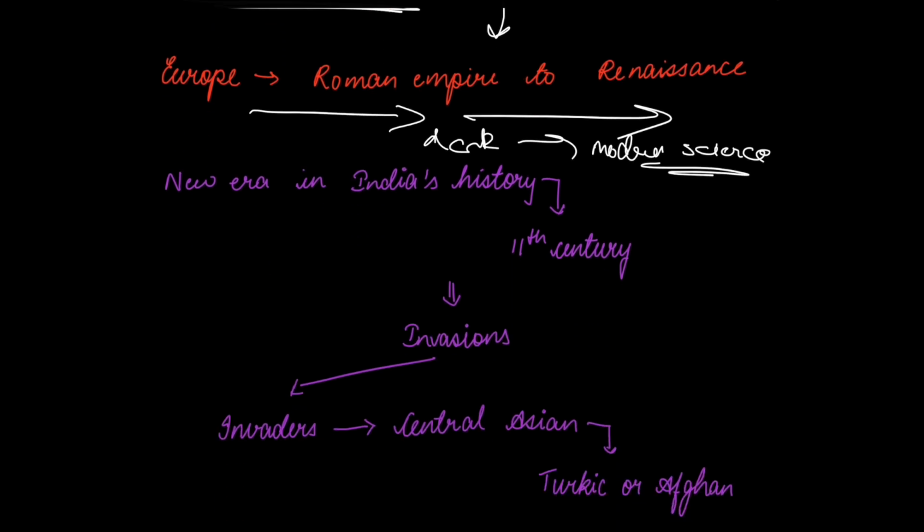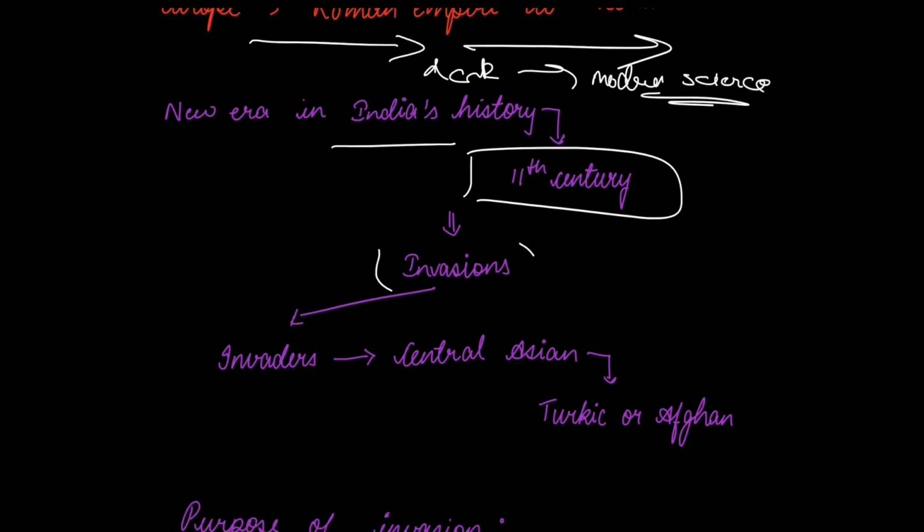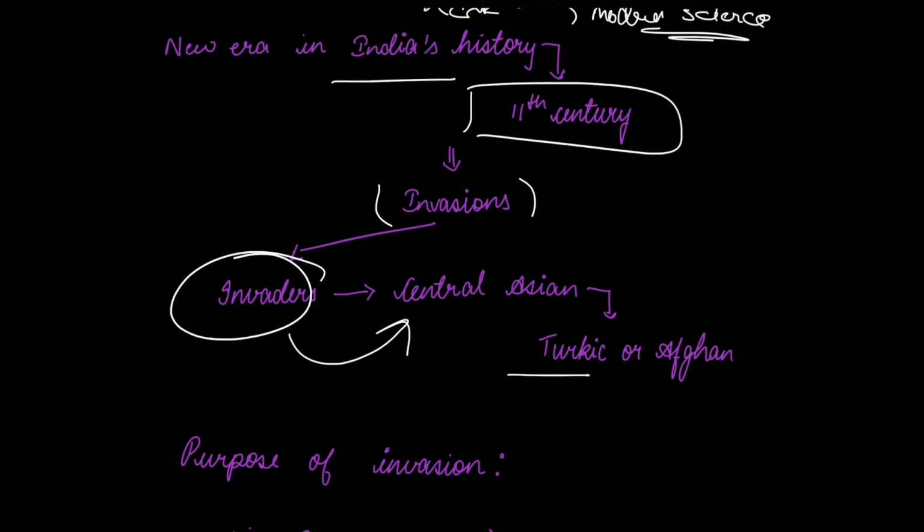So the new era in India's history began in the 11th century, and it started due to invasions. The people who invade are called invaders, and those who invaded India were mostly Central Asian, that is, either Turkic or Afghan. When we refer to Turkic, we mean Turkey or Siberia.